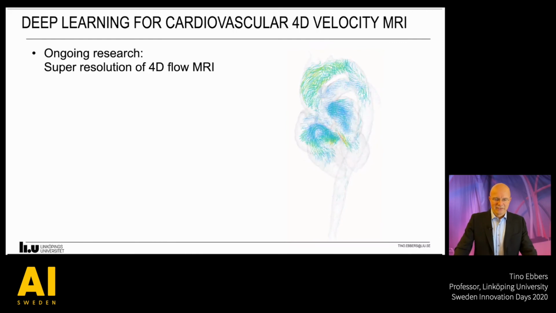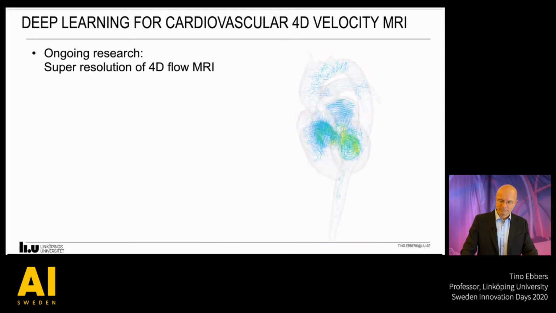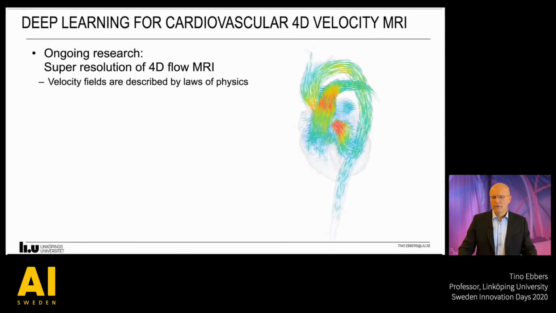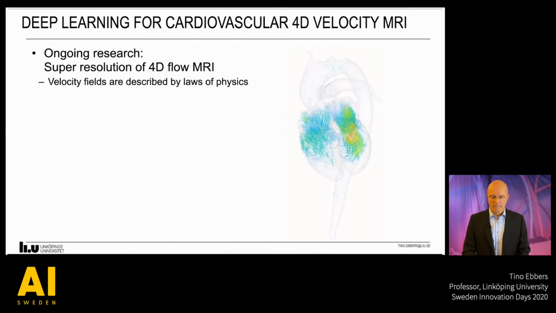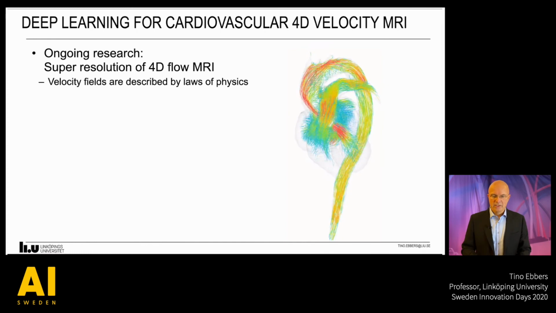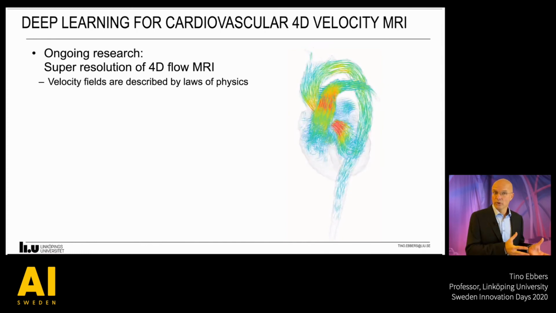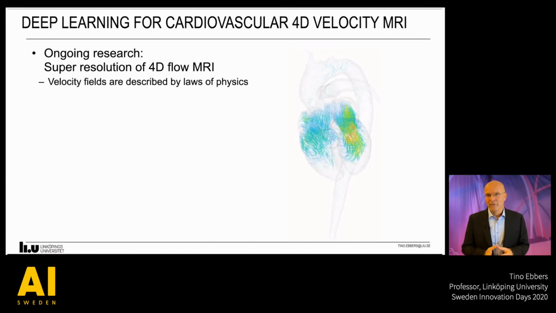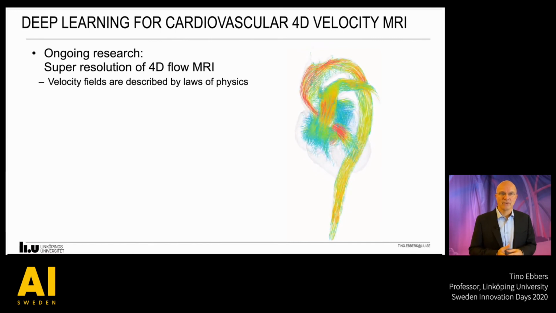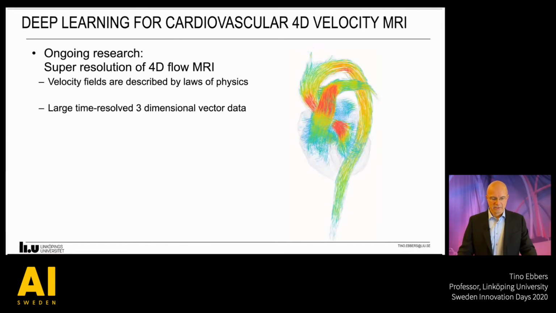But now the real challenge comes, and that's using this deep learning approach, super resolution on 4D flow MRI. Because now we have velocity fields. We don't have just grayscale images. And these velocity fields are described by the law of physics, which means they also have to follow the laws of physics when we increase the resolution. We also have the advantage that we can use these laws of physics instead of only having grayscale images.